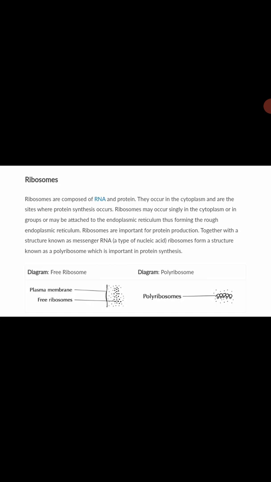We see the diagram, we see the free ribosome, then we see the polyribosome. When ribosome is connected with the messenger RNA, you have a polyribosome. So that is all on ribosome, a simple summary on ribosome.